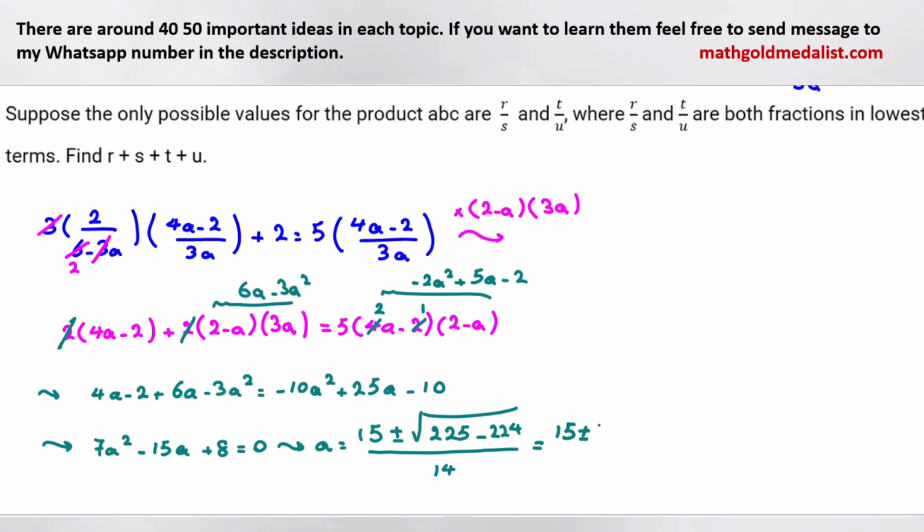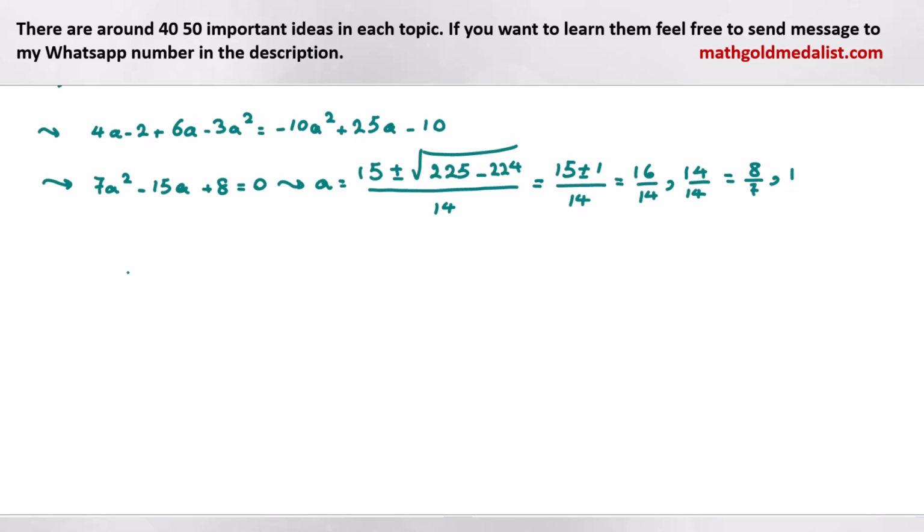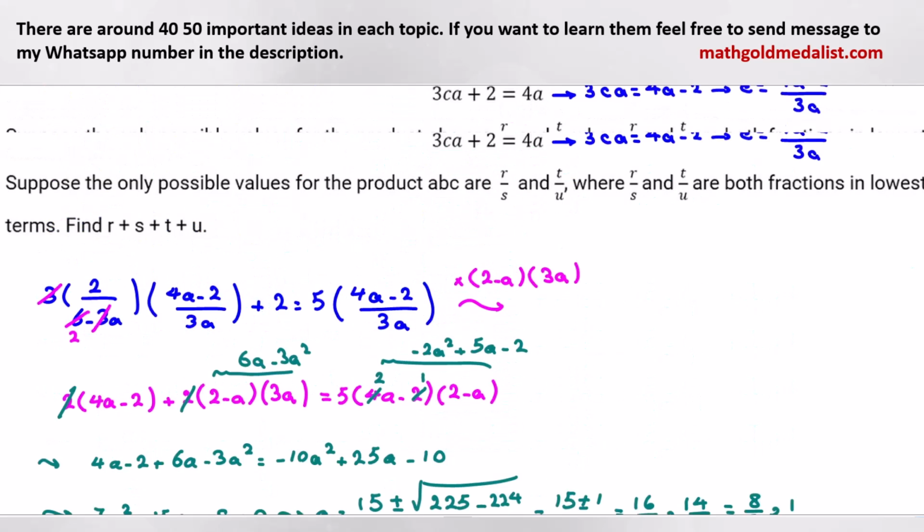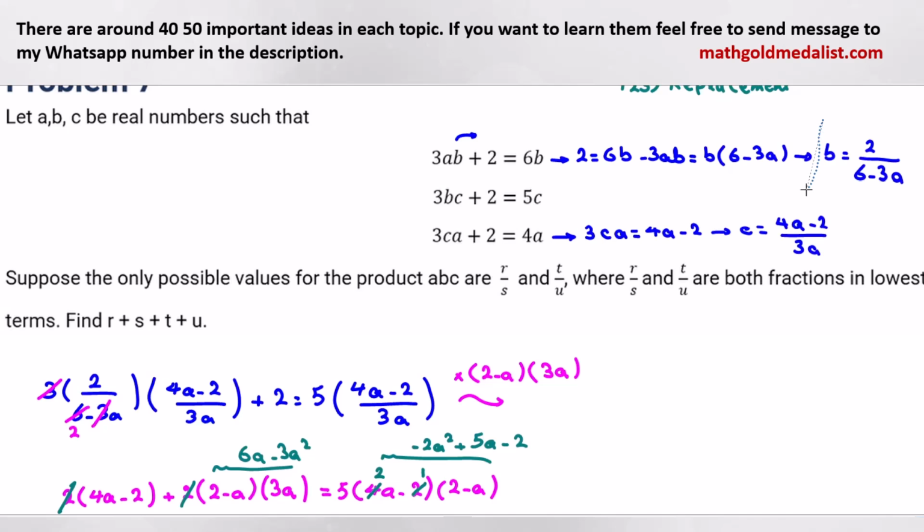So it will be 15 plus minus 1 over 14, which will be 16 over 14 and 14 over 14. And we can say it is equal to 8 over 7 and 1. Okay? Now for each of them, we should find A, B, C. So for first case, A is 1. For second case, A is 8 over 7. And now we want to find B, and then we want to find C, then we want to find A, B, C. So let's copy the formulas of B and C in terms of A.